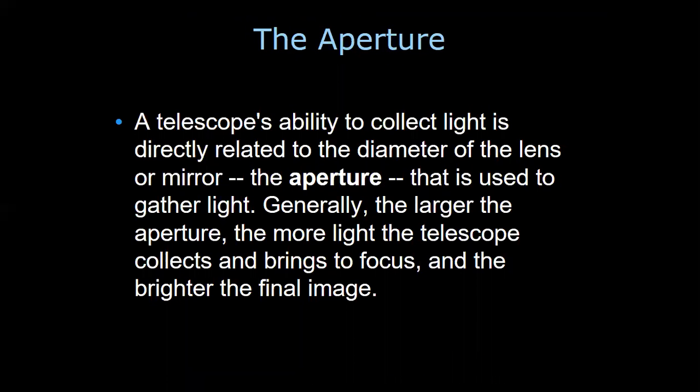Then what we mean by the aperture. A telescope's ability to collect light is directly related to the diameter of the lens or the mirror in the objective lens, objective mirror. We call this the aperture, and that is used to gather light. Generally, the larger the aperture, the more light the telescope can collect and bring to focus, and the brighter the final image. So the better the aperture, the better the picture.